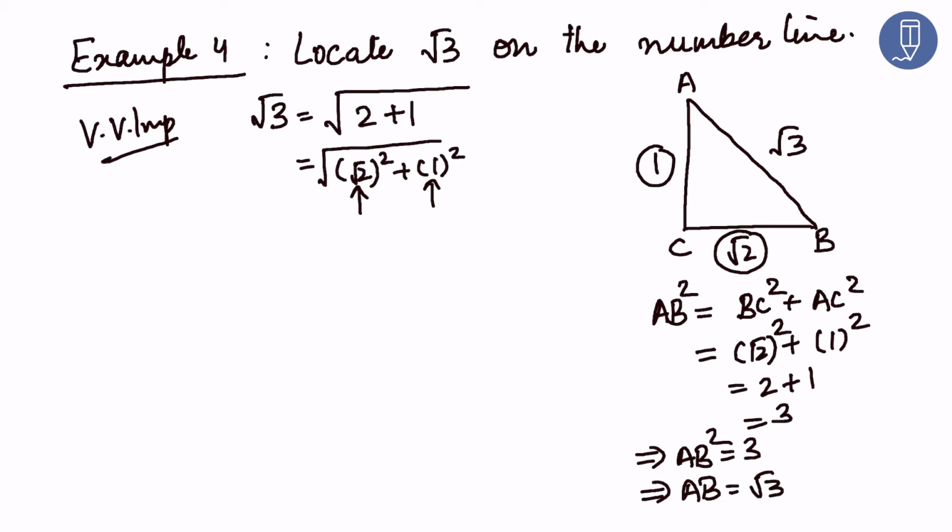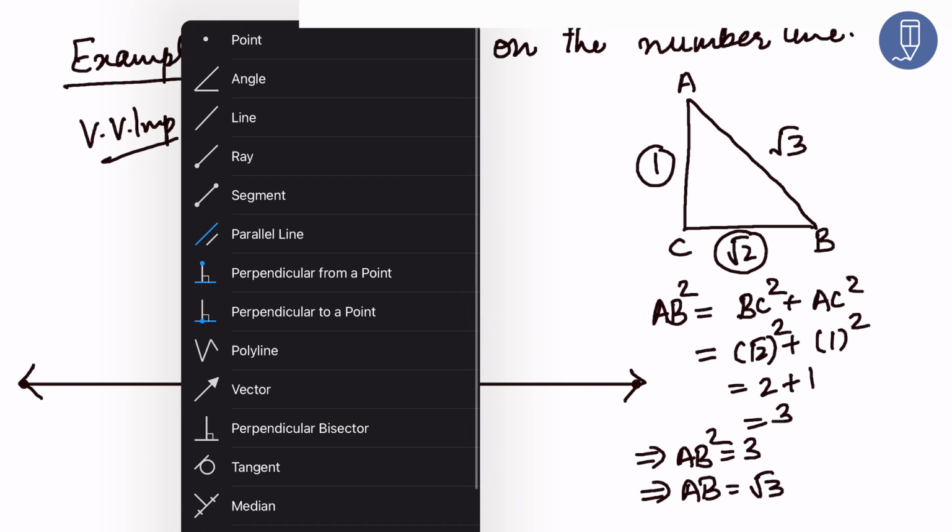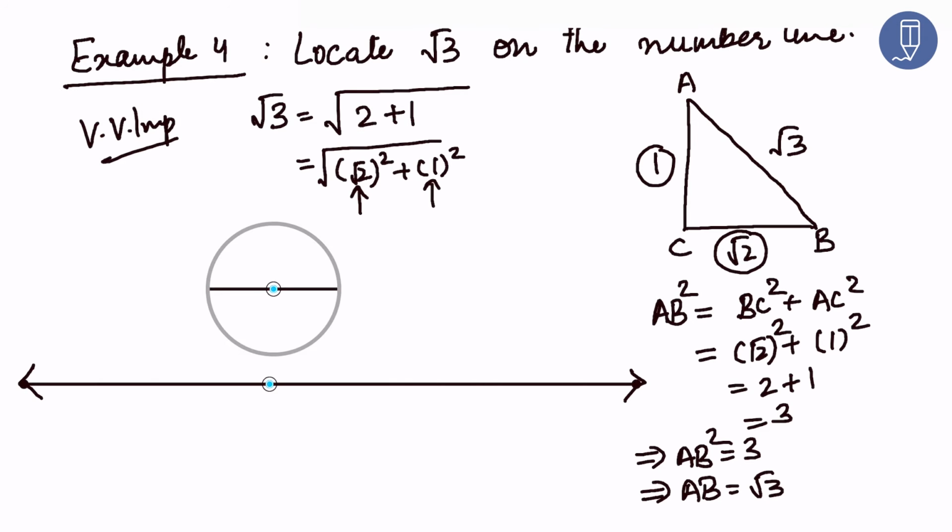Now we know that this right angle triangle has its hypotenuse as square root of 3. This will help us in making root 3 on the number line. So the first step: now we move on to the number line. Make a line, and mark a point O on this.